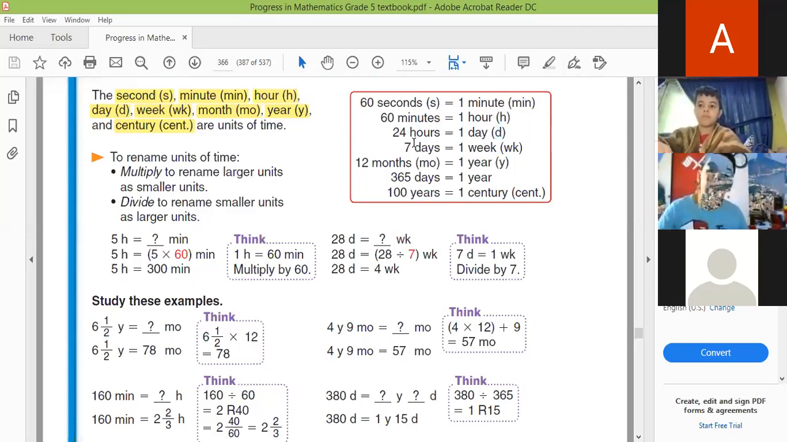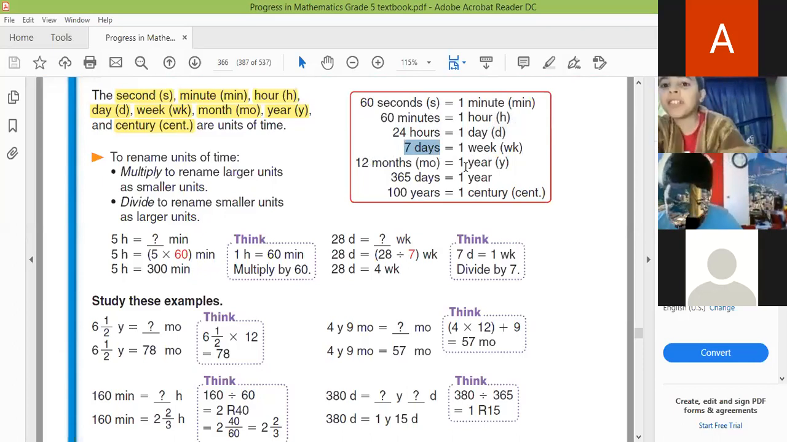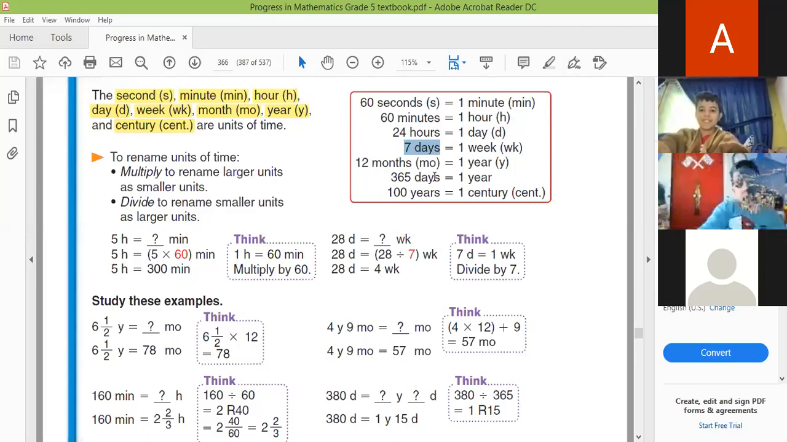Then 7 days, which is equals to 1 week, and then 12 months, which is equals to 1 year, and then 365 days, which is equals to 1 year also, and then 100 years, which is equals to 1 century.